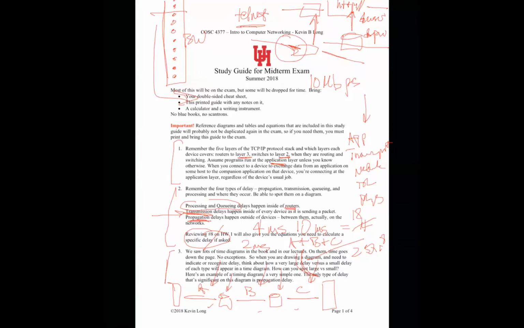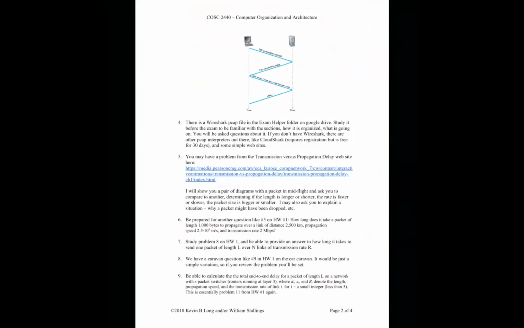We saw lots of diagrams on them. Time goes down the page. So I'm talking about diagrams that look like this, like the one on this page here, right? So they're always going to go down the page. So if I ask you, if you believe it takes time for something to happen, boy, your line better have an angle to it. If you think something happens instantaneously, then it's horizontal.